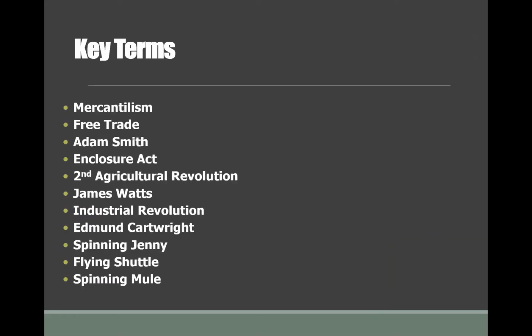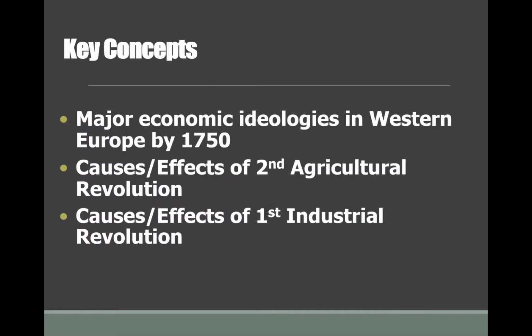Key terms for today: mercantilism, free trade, Adam Smith, the Enclosure Act, the Second Agricultural Revolution, James Watt, the Industrial Revolution, Edmund Cartwright, Spinning Jenny, Flying Shuttle, the Spinning Mule. We're going to go over the major economic ideologies in Western Europe by 1750, the causes and effects of the Second Agricultural Revolution, and causes and effects of the First Industrial Revolution. Let's get started.